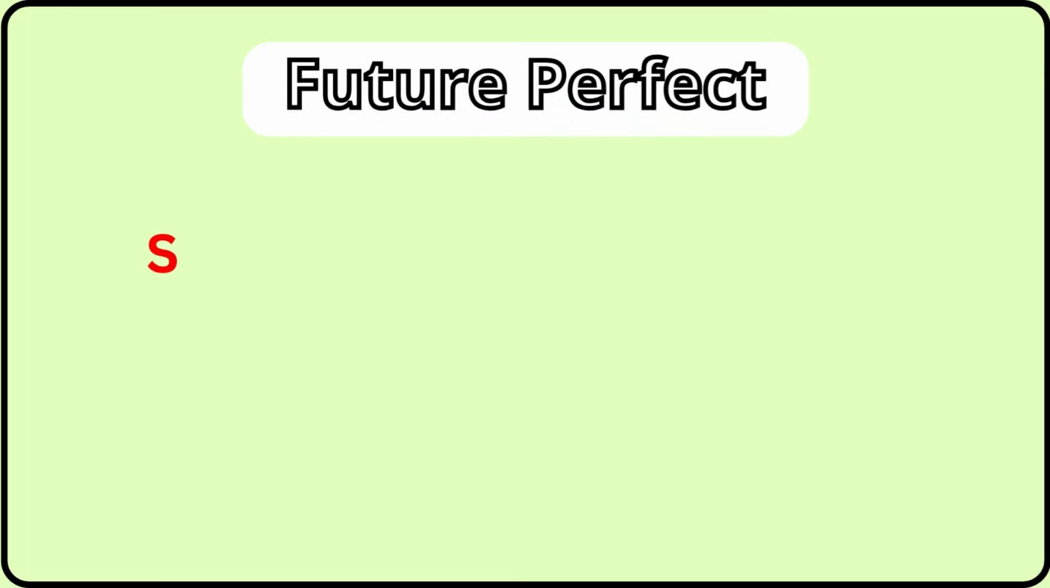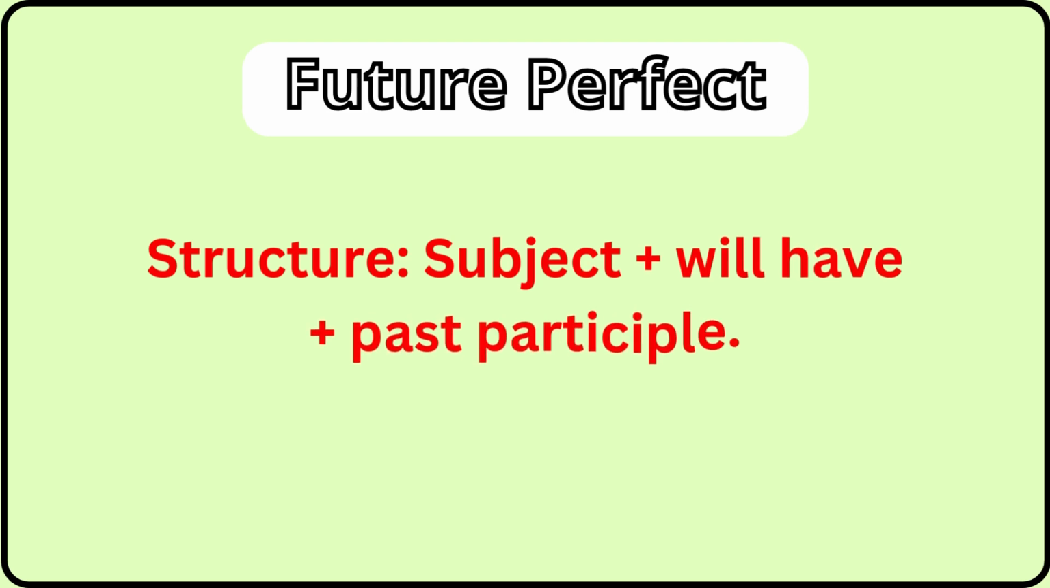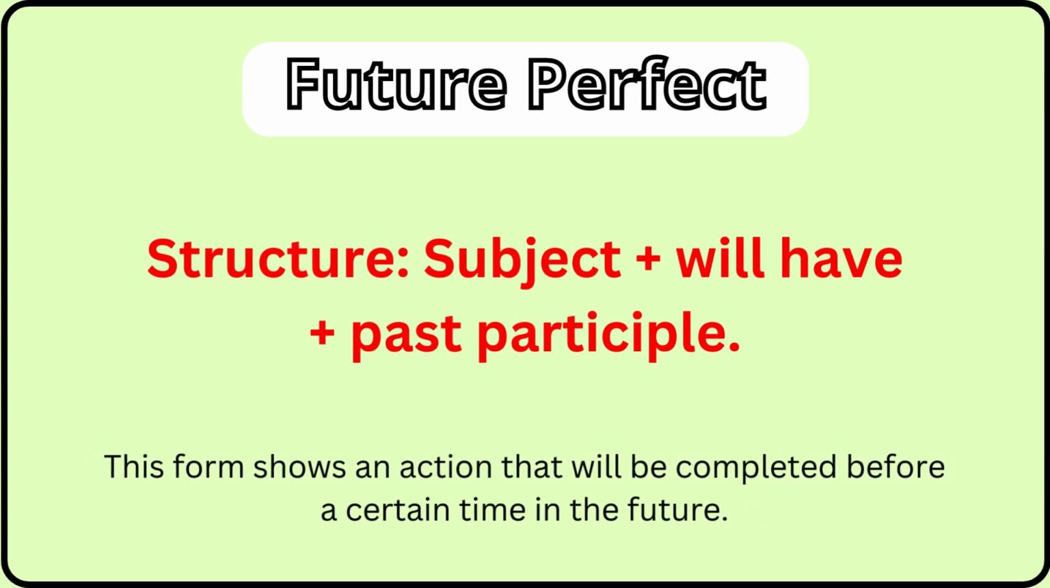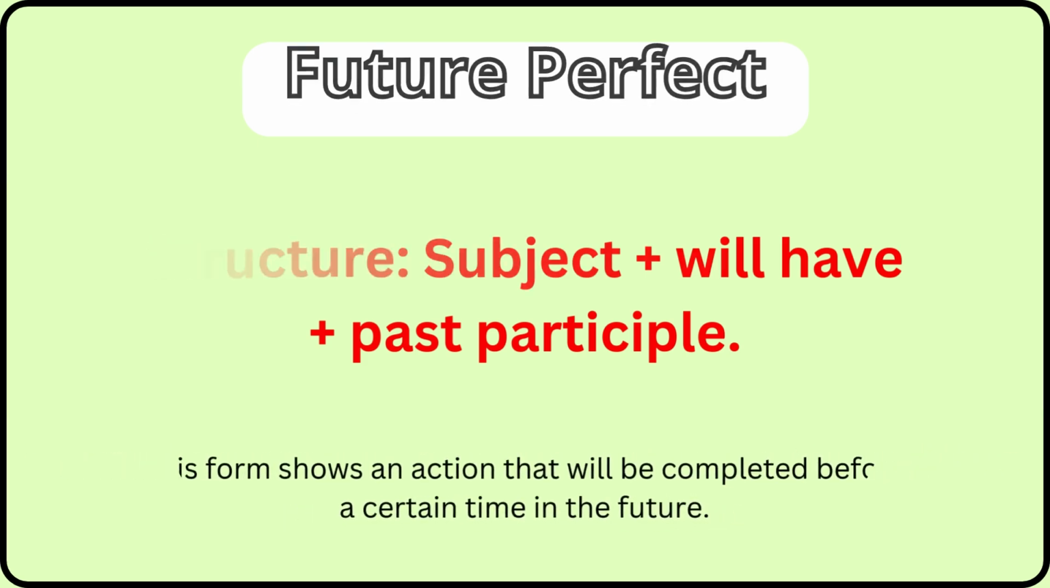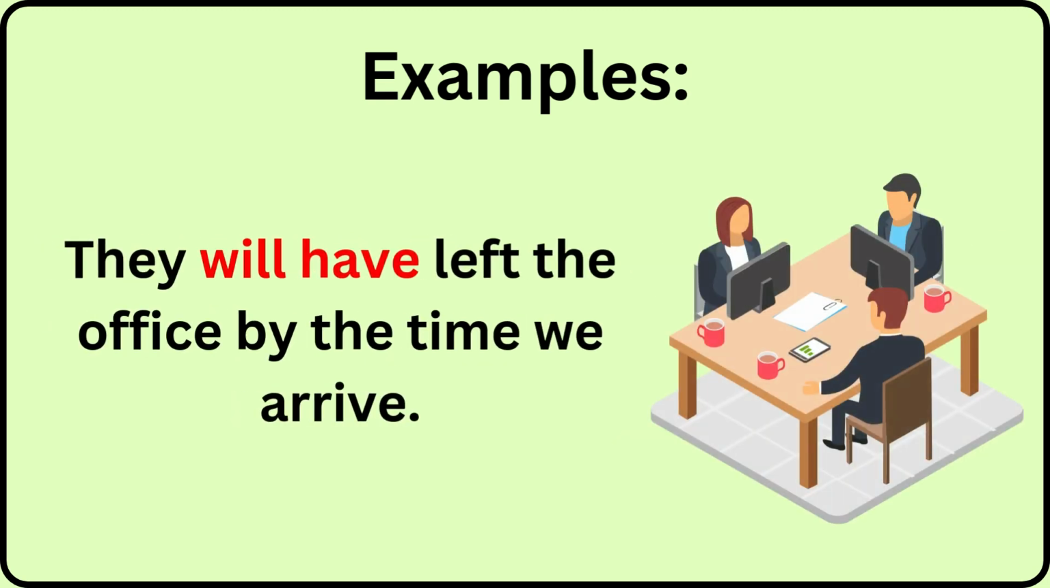Future perfect. Structure. Subject plus will have plus past participle. This form shows an action that will be completed before a certain time in the future. Examples: I will have finished my workout by 6 p.m. They will have left the office by the time we arrive.